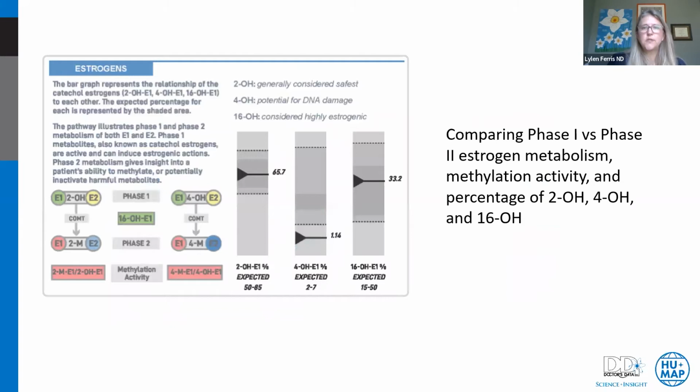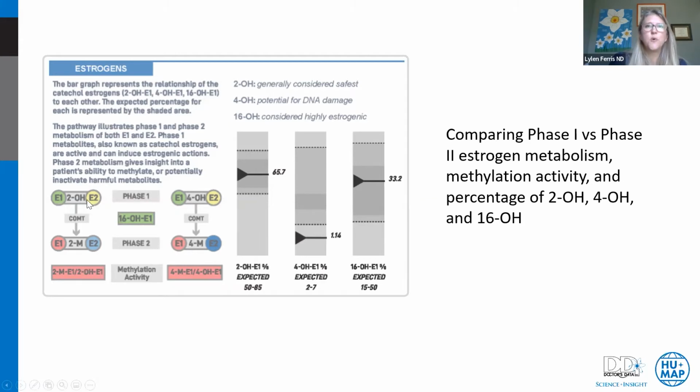So we'll move over to the estrogen section. In the estrogen section, from the summary page, we highlight the 2-hydroxy, 4-hydroxy, and 16-hydroxy metabolites and show how they are being methylated. We've got these bar graphs here that represent the relationship of the percentage of the 2, the 4, and the 16-hydroxy metabolites. The expected percentage for each is represented by the shaded area, and where the patient falls is represented by this black line. And over here, we have a little snippet from the steroid hormone cascade that illustrates phase 1 and phase 2 metabolism of both estrone and estradiol.